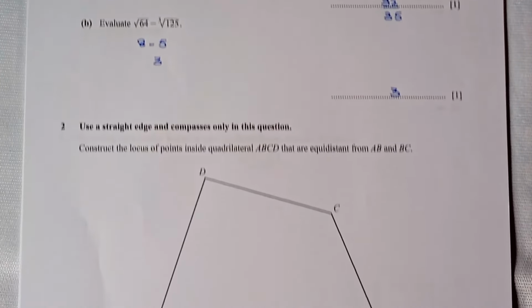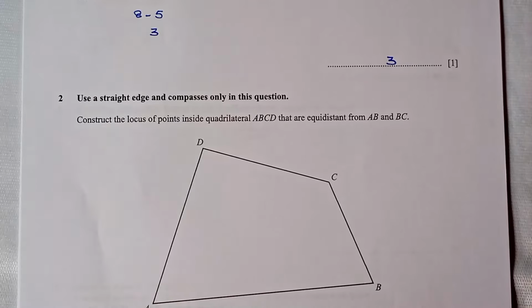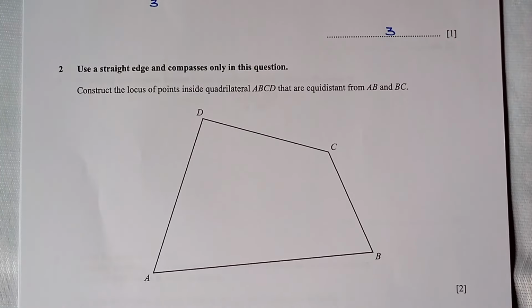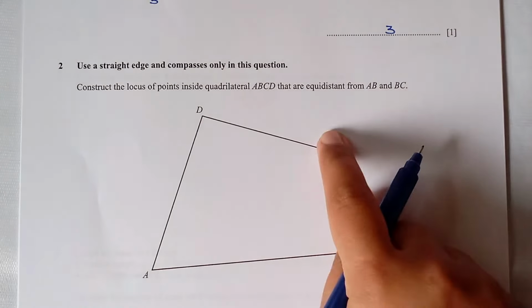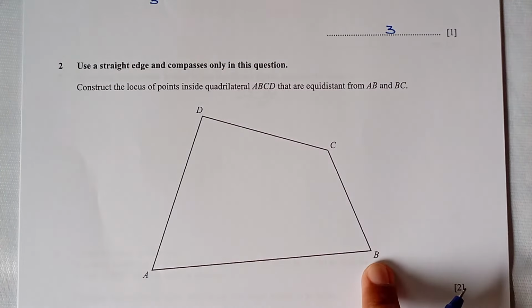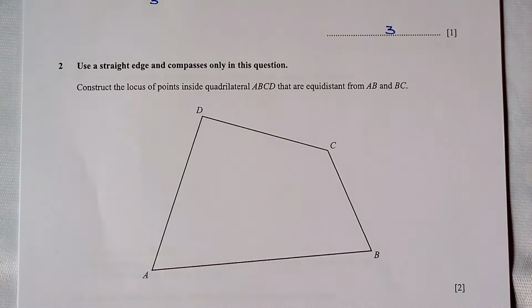Now for question number 2, use a straight edge and compasses only in this question. Construct the locus of a point inside the quadrilateral ABCD that are equidistant from AB and BC. AB and BC, B means we need to draw the perpendicular bisector of angle B.